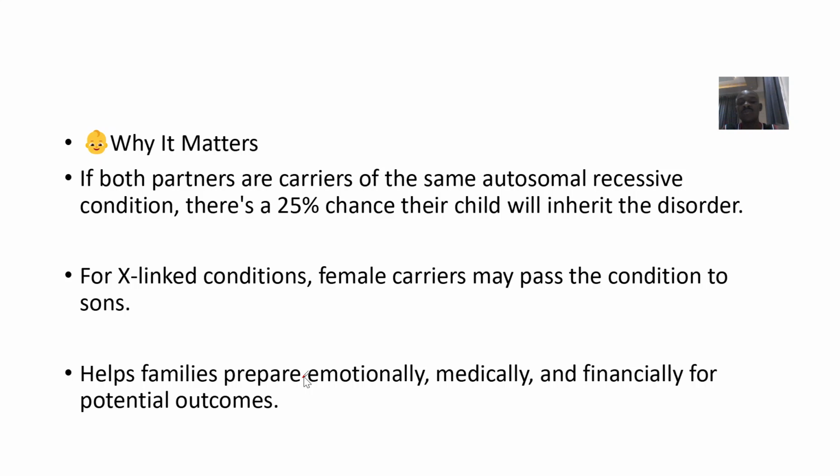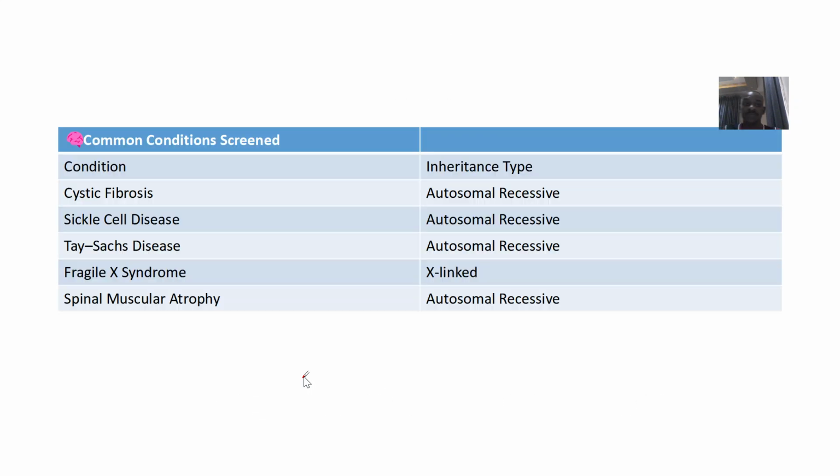So it helps families prepare emotionally, medically, and financially. If you guys are stubborn enough to still go into that marriage, then you should be prepared for the financial constraints that might come up with giving birth to children that have a lot of issues. Commonly, conditions that they can screen for are things like cystic fibrosis, sickle cell disease, which should be the most popular, Tay-Sachs disease, fragile X syndrome, spinal muscular atrophy, and a lot of others.